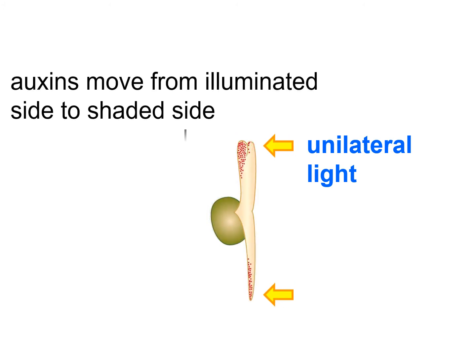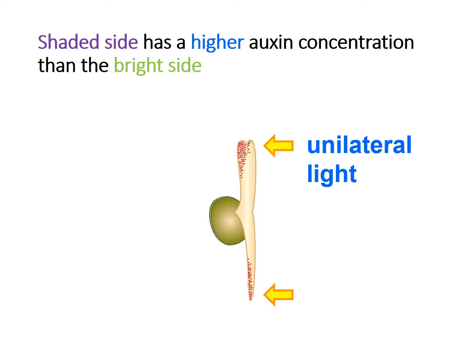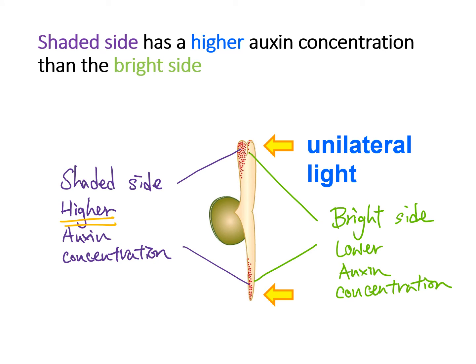What is auxin? Auxin is actually a plant hormone which promotes the growth and cell elongation. When there is unilateral light, the auxin is going to move away from the illuminated side or the bright side to the shaded side. After the movement of auxin from the bright side to the shaded side, now the shaded side has a higher concentration of auxin, while on the bright side, it has a lower auxin concentration.